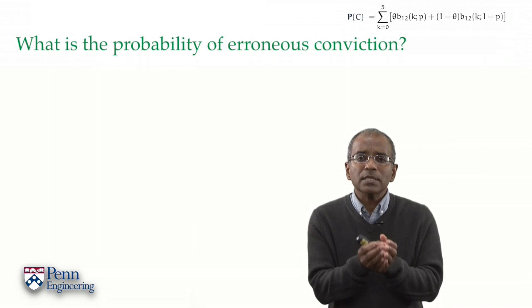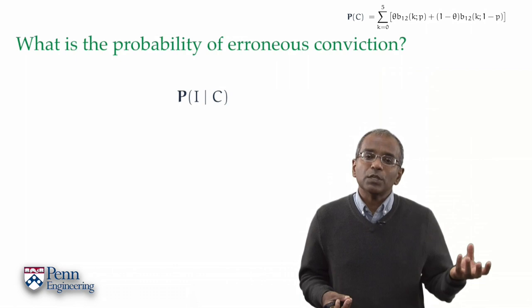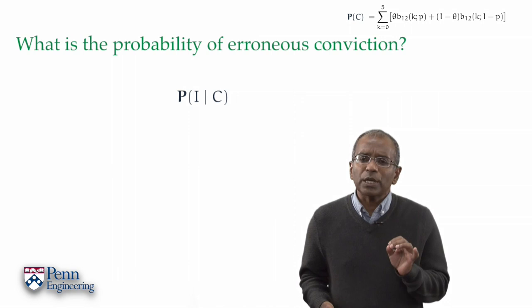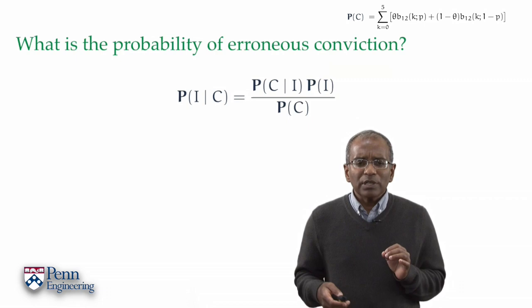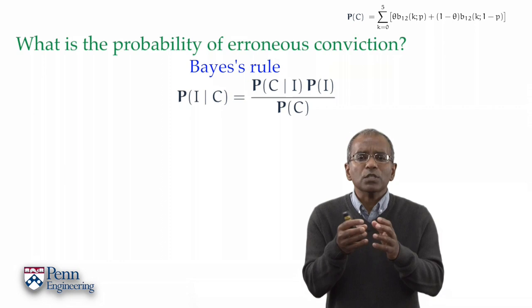And therefore, what we're looking for is to write down the probability of innocence conditioned upon the occurrence of the event that the individual is convicted. An atavistic tug at memory might suggest that this kind of conditioning probability argument is familiar. This is related via Bayes' rule to a change in the direction of conditioning. And the moment we write it in this form, it all falls into place.